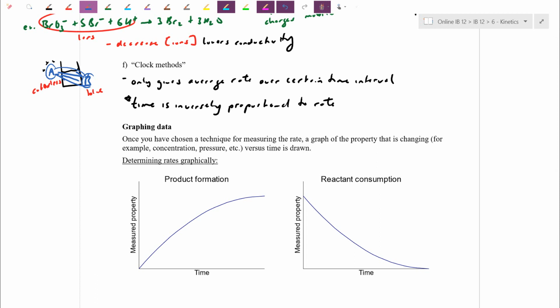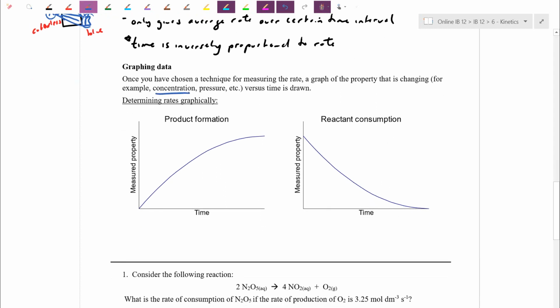So those are a couple different ways of looking at rate, just monitoring the rate here. We talked about taking readings either continuous or in that freeze frame kind of analogy. What's really helpful, even though you may only be taking readings at a couple instances in time, is that you can actually graph the data. So once you've chosen this technique, you can graph the property. Maybe it was concentration. So we did concentration via titration, concentration via spectrophotometry, concentration via conductivity, right? Somehow you have some measured value. So maybe this is a change in concentration.